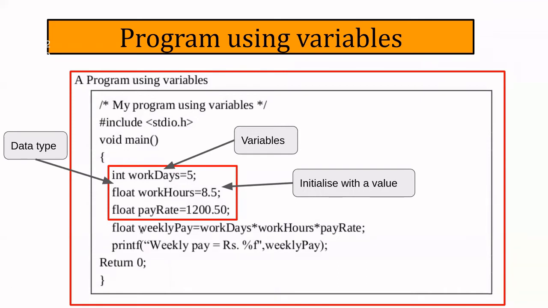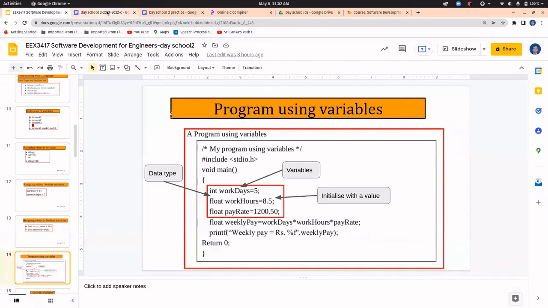Float. Here also you can type directly the equation. The equation is weekly pay equals work days multiply, this sign is multiply, work hours multiply into pay rate. Printf weekly, this percentage f indicates that percentage floating point, weekly pay. Return 0. I will show this also in the programs.